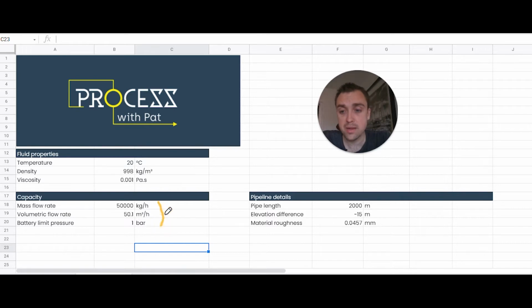Here we've said a little bit about the capacity. We need 50 tons an hour, which using the density works out to just over 50 cubic meters an hour. And the battery limit pressure my friend needs, this is 1 bar. Later on, we can change this to see how it affects the rest of the design.